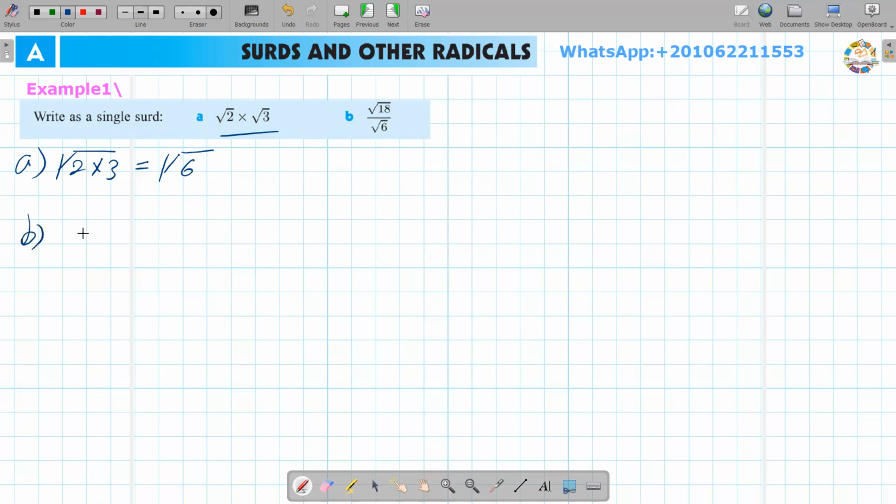What about question B? Here we have root 18 over root 6. It becomes root 18 over 6, and we can divide 18 by 6, which gives 3. Then it becomes root 3.